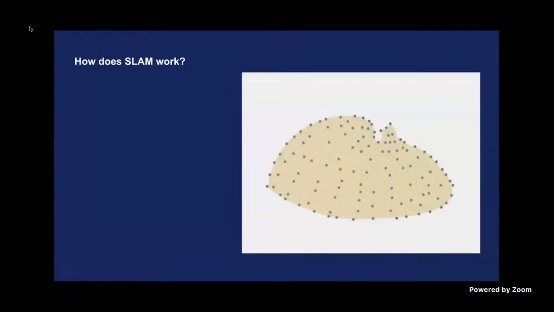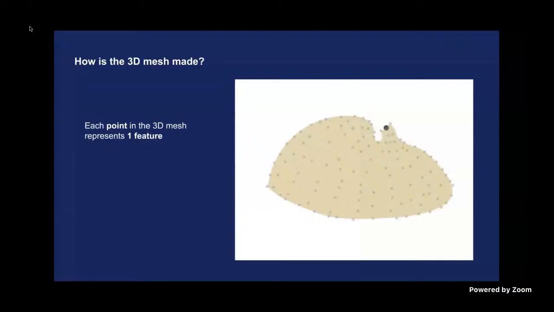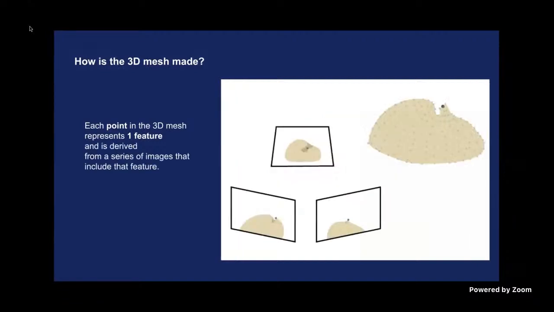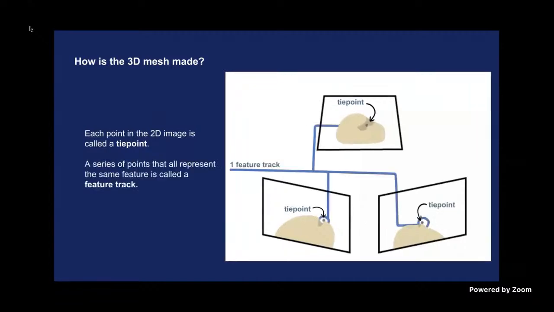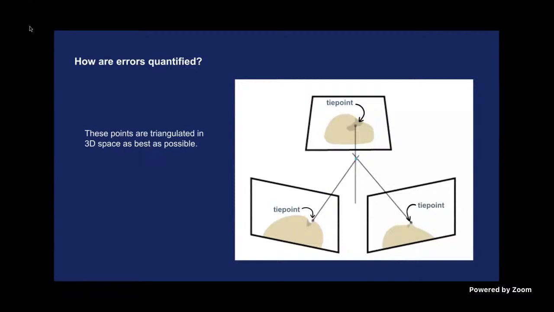So SLAM is really about 3D mesh generation. And this 3D mesh is created from a series of points. And we can think of each point representing a single feature. This feature is derived from a set of images. And each image has a tie point associated with it. And you can associate these tie points together to create that feature, or a feature track. These points are triangulated in 3D space. That is part of the SLAM tracking process.